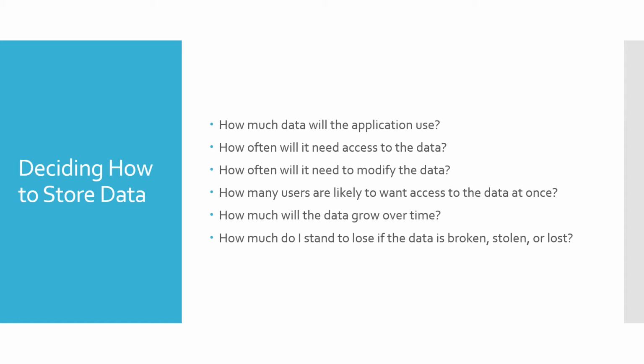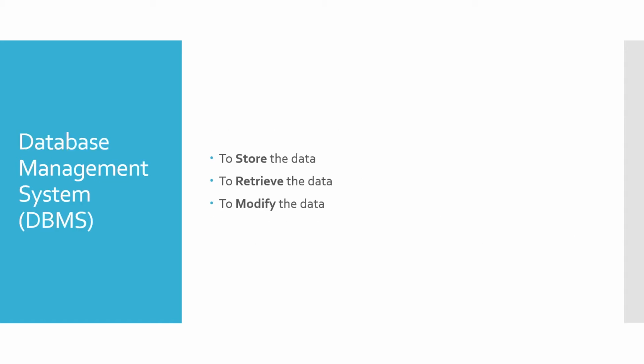Often, the most efficient alternative to a text file is to use a database engine, commonly called a Database Management System, DBMS. Here, it will store the data, retrieve the data, and modify the data for you. A good database engine serves as a smart go-between for you and your data, organizing and cataloging the data for quick and easy retrieval.